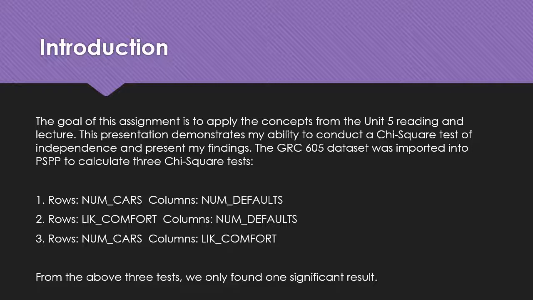The GRC 605 dataset was imported into PSPP to calculate 3 chi-square tests. These 3 tests are the test of independence between num cars and num defaults, the test of independence between lick comfort and num defaults, and the test of independence between num cars and lick comfort. And out of the 3 above tests, we found one that had a significant result.